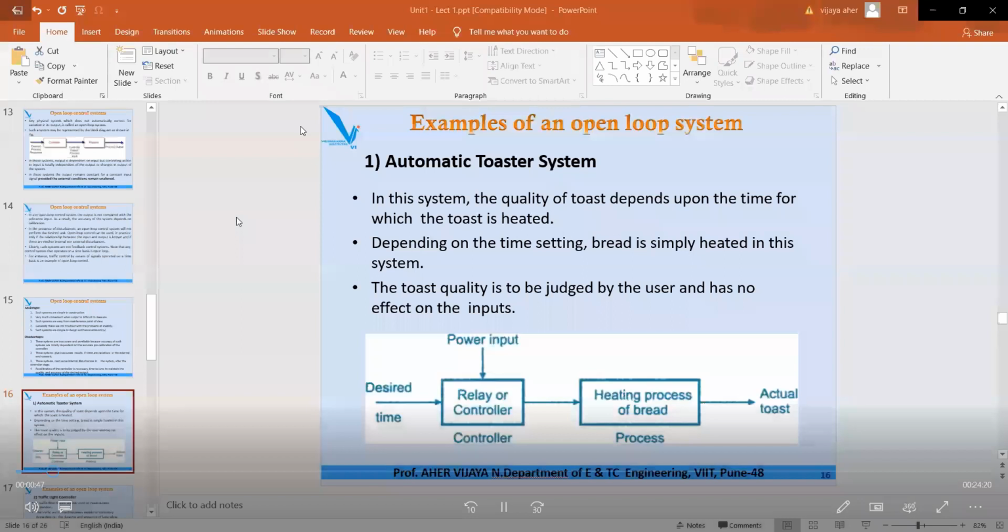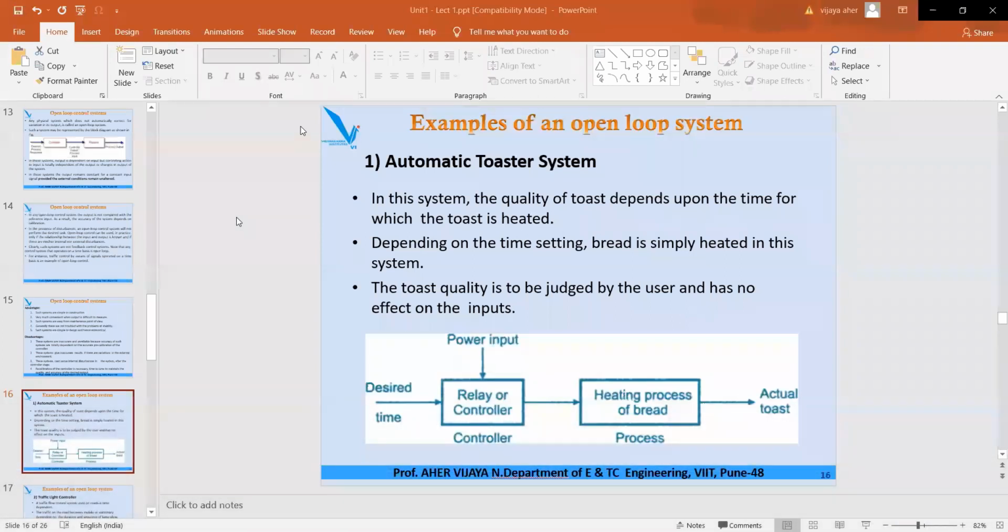Within a short period of time I am going to explain the examples of open loop control system. First one is the automatic toaster system. This is the block diagram of the automatic toaster system. You will get toasted bread at the output of your process. So this is nothing but an example of open loop control system from day-to-day life. You have all these things with you at home.